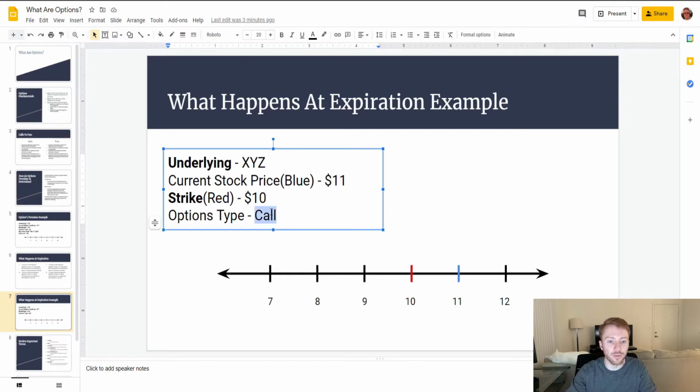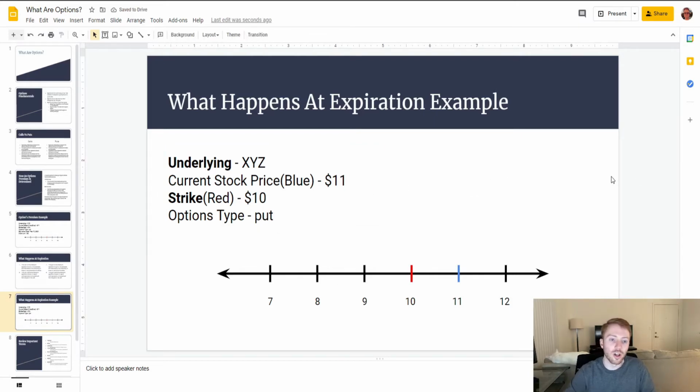Again, if we look at the inverse of this and say this is a put and not a call, if we look at this again, the put is out of the money, meaning that our put expired worthless, and whatever premium that we paid for this put, we lost 100% of it because it expired out of the money.